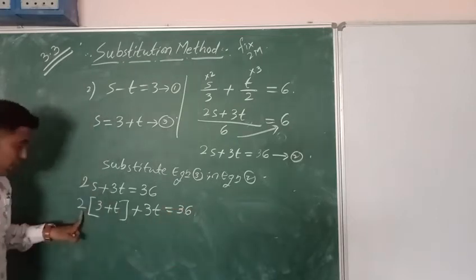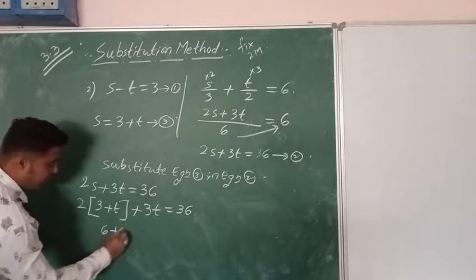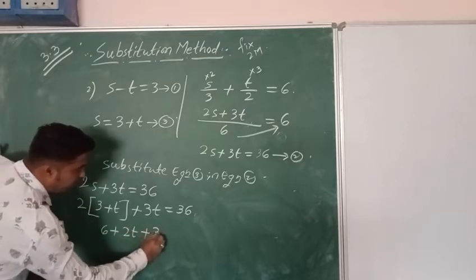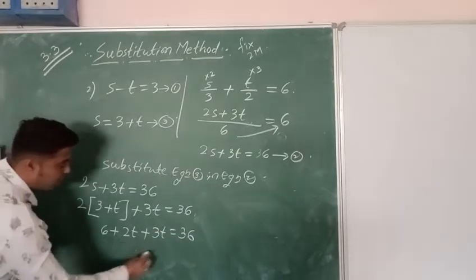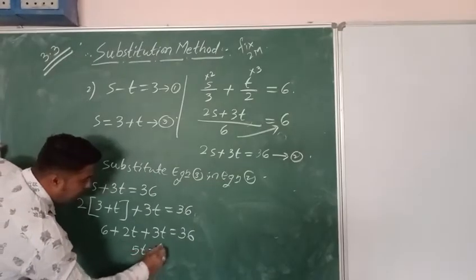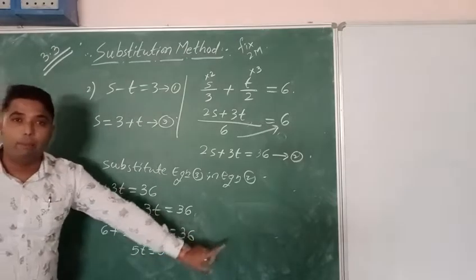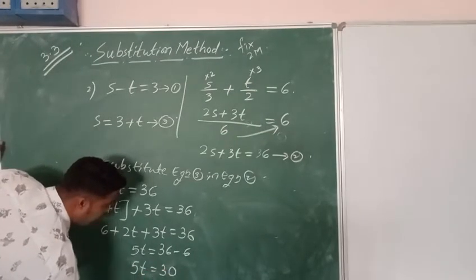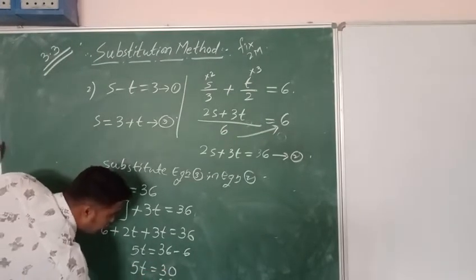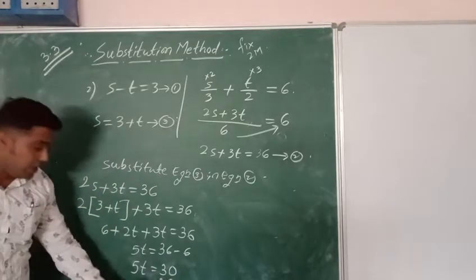So this 2 is outside the bracket. We need to multiply: 2 threes are 6, plus 2t plus 3t, which is equal to 36. You can observe 2t plus 3t is 5t, and 36 minus 6, plus 6 shifted to that side becomes minus 6. So this becomes 5t is equal to 30, t is equal to 30 by 5, which gives us 6. So this is the value of t.